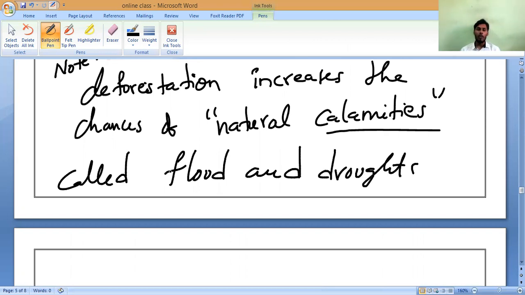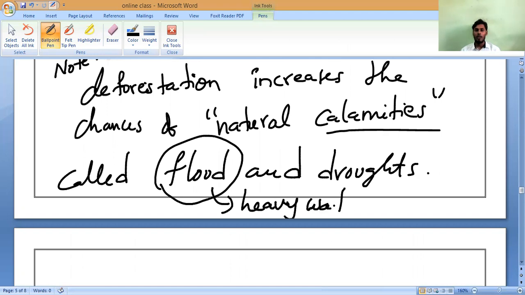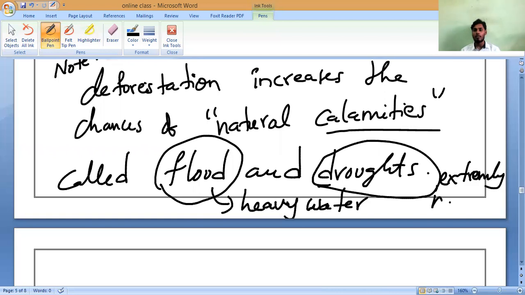Floods and droughts. Floods means what? Heavy flow of water. Heavy water. What is the meaning of drought? Extremely low water. No rain or no water. Or we can say more correctly, an extremely small amount of water. Is it yes or no?